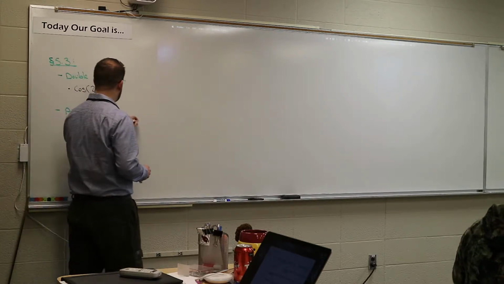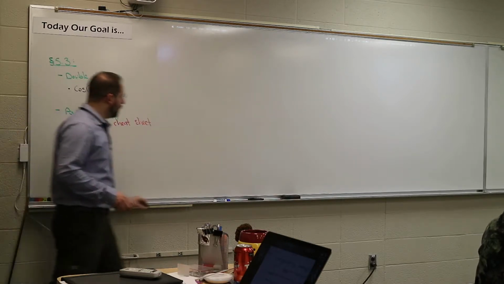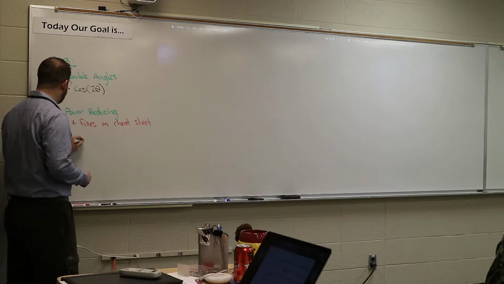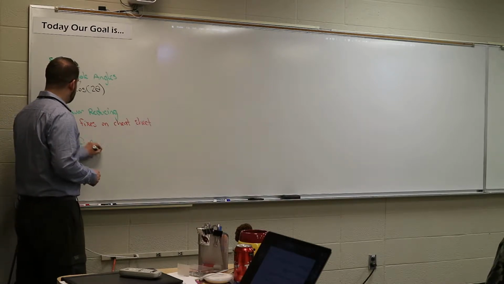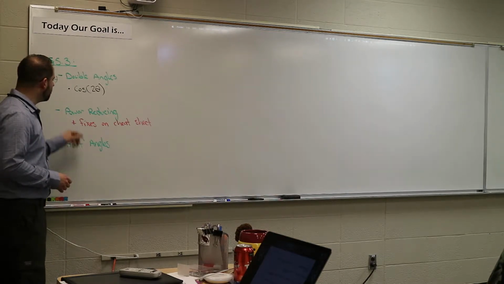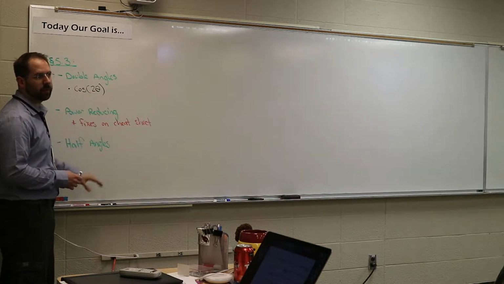So on the cheat sheet, the last ones we're going to talk about today are half angles, and we're going to do an example of half angles today. Hopefully this will make sense why we have those. Those are based on the power reducing formulas, which are based on the double angle. So we have to get to the double angles before we get to the last part.